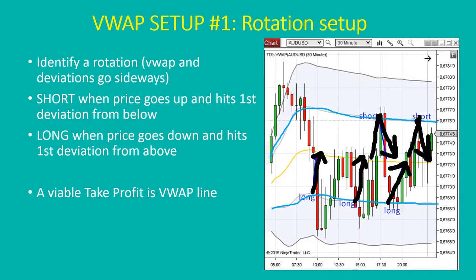The market tends to get back from the first deviation back into the center, back to the vwap, which works as a magnet. And that's why a viable take profit is the vwap line, which is this red line. This is a viable take profit for those trades. You don't always need to use this line as a take profit, but it's definitely a good idea to do so, all right, because it works as a magnet.